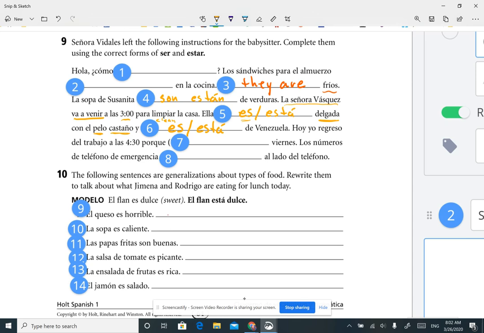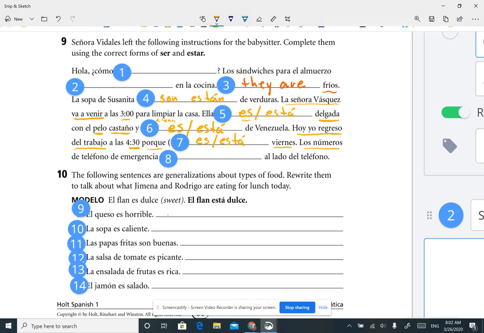Hoy yo regreso, today I return, del trabajo, from work, a las 4:30. ¿Por qué? Because it is Friday. So here we have either es or está again. So here's our Friday. Which one of these do we use for days of the week and time? Just look on that chart and you'll see it.